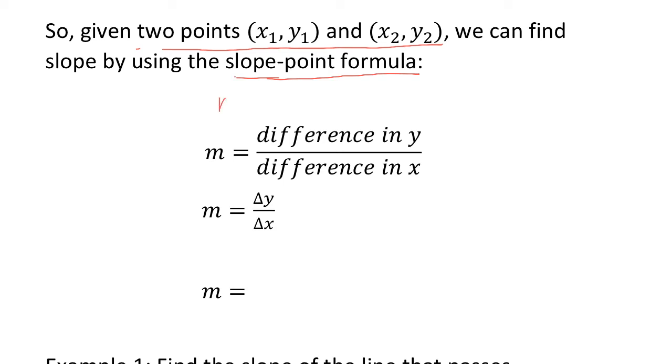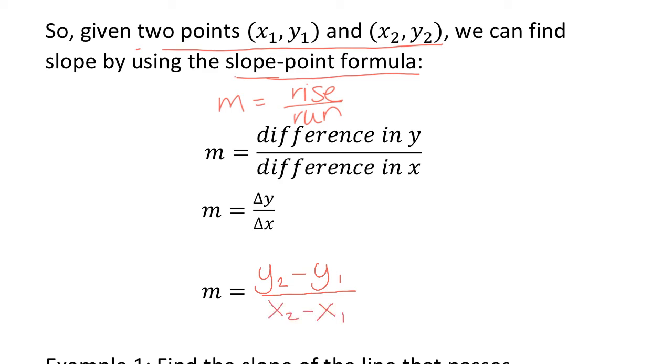Well, we know that slope is equal to rise over run. And we've just shown that our rise is just our difference in y, and our run is the difference in x. Now, this is the way we sometimes see it when it's written with symbols instead of words. So this just means difference in y. This means difference in x. Well, how do I find the difference in y and the difference in x? Well, the difference in y is just the y2 minus the y1. And the difference in x is just x2 minus x1.